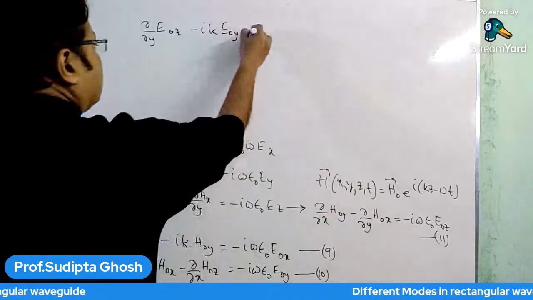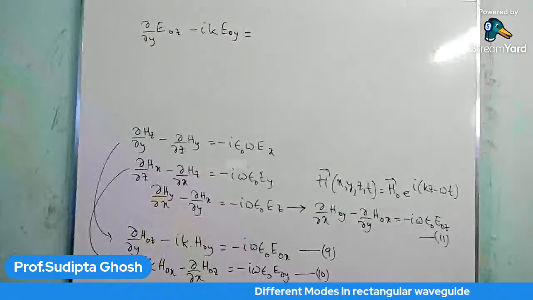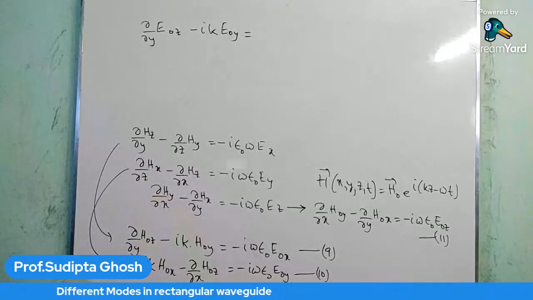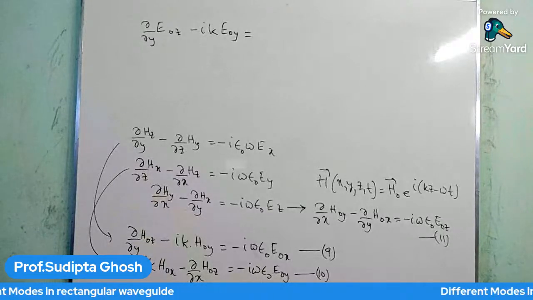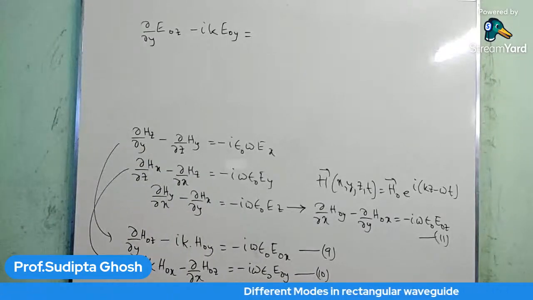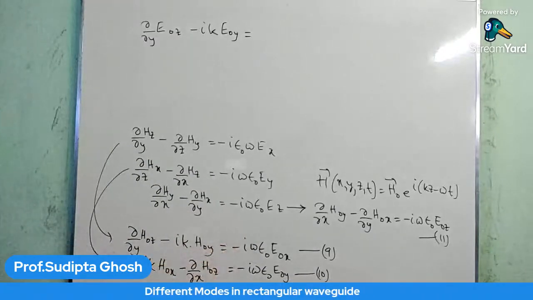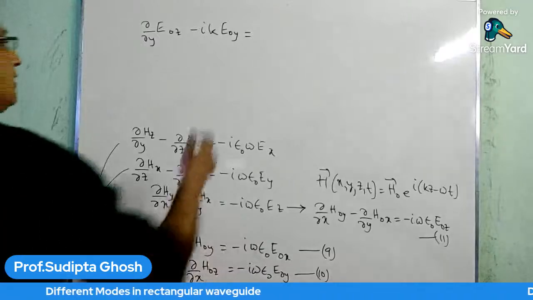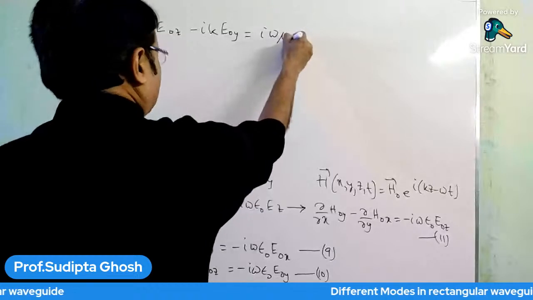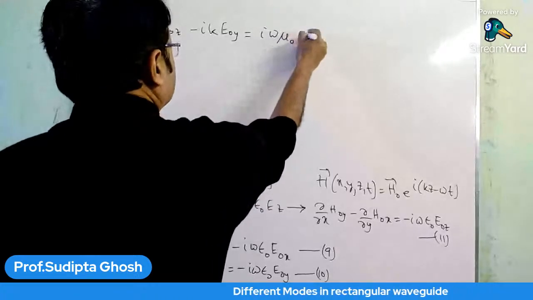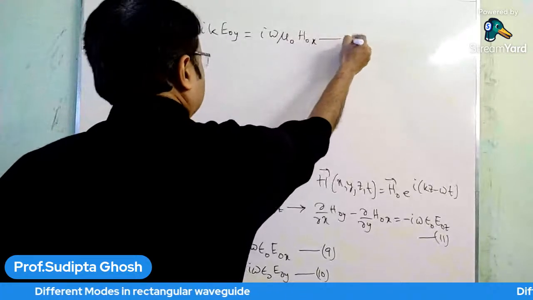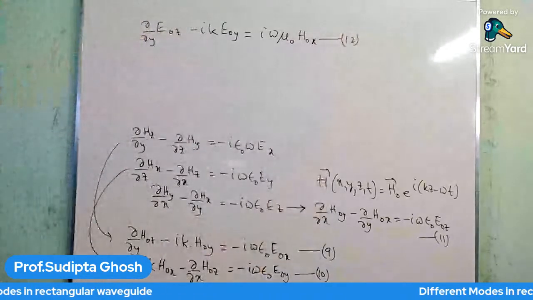And then just remember that in equation number 6, on the right hand side we have positive i omega mu 0 H. So here only the negative sign will not be there for the electric field, and it will be i omega, not epsilon 0 but mu 0, then HOX. So just remember this. So this is equation number 12.